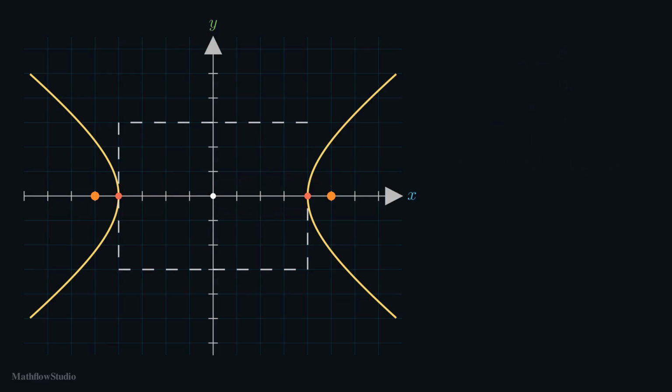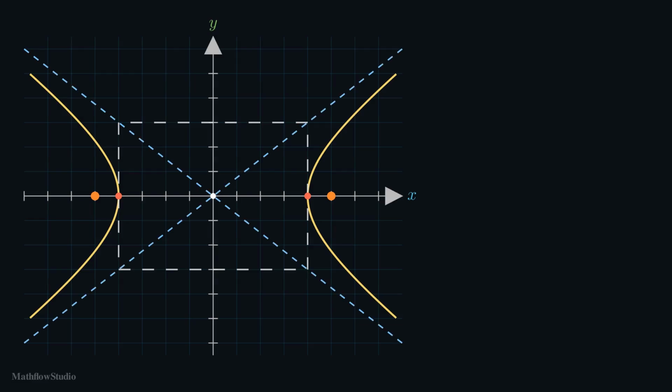Draw a box, A across and B up, centered on the origin. Stretch its diagonals out in both directions. Those two lines are the asymptotes, with slopes plus and minus B over A. In our example, the slopes are plus and minus 3/4. The branches chase these lines forever, getting closer and closer, but never touching them.